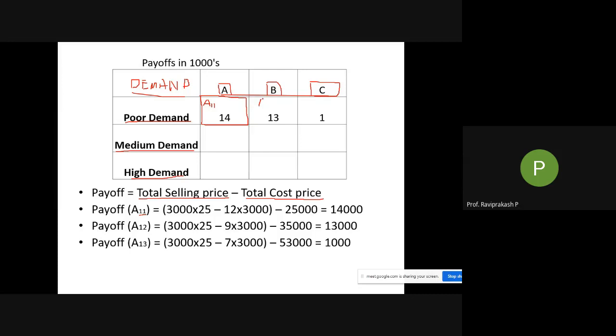So first is the row. This is the first row only, and the second column. B is the second column. So it is A12. If I tell this, this is A13, first row and third column. If you come to this one, here it becomes A21 because it is second row and first column, and this one will be A22.